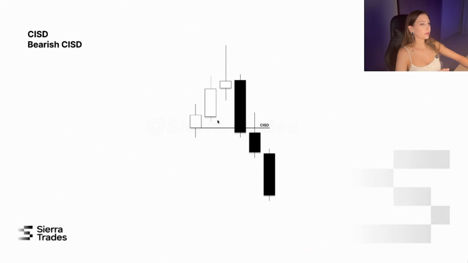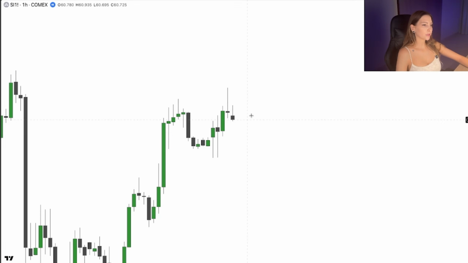And it works the same way in reverse. So if price is bullish, is forming up close candles and building a high, a bearish CISD is forming when price closes back below the opening price of that first candle in the sequence. So it's the same logic, it's just flipped. Here's how it looks on a real chart.